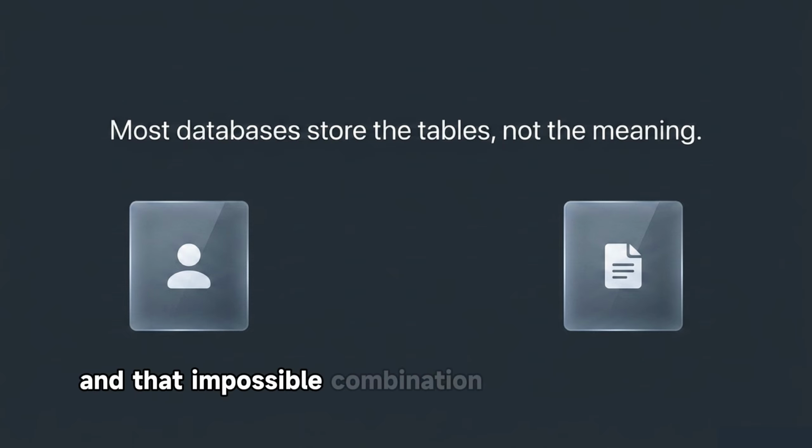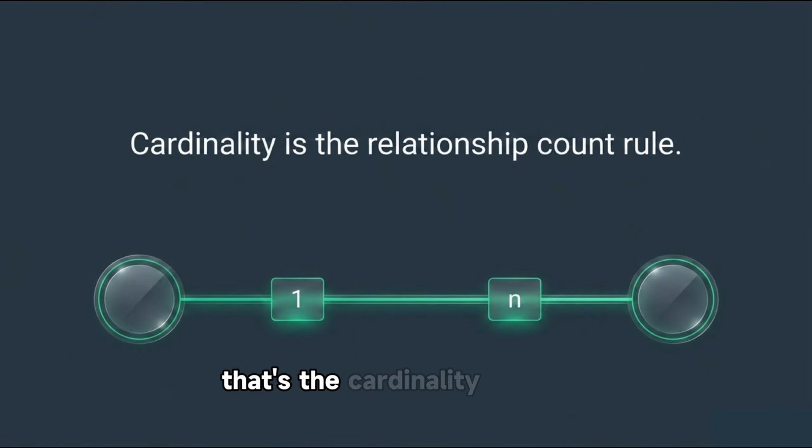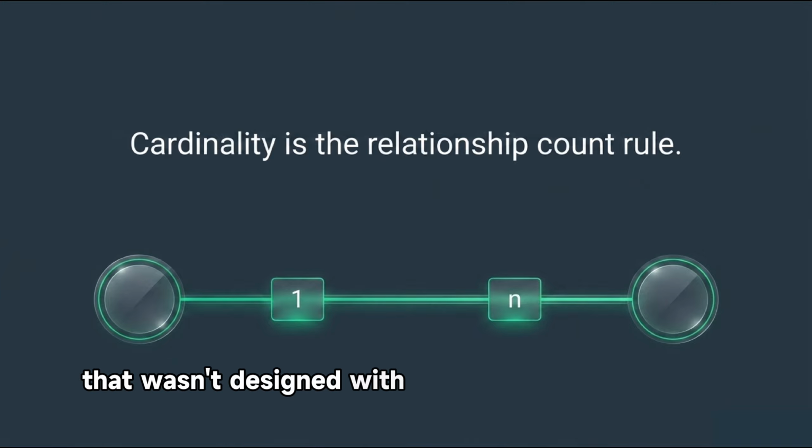And that impossible combination will sit in your data, looking like any other row until something downstream tries to use it and produces a result nobody can explain. That's the cardinality problem. And it is hiding in almost every relational database that wasn't designed with explicit relationship rules.